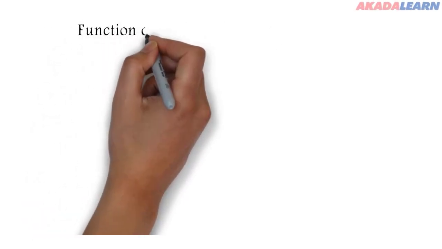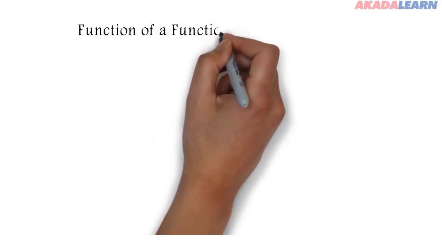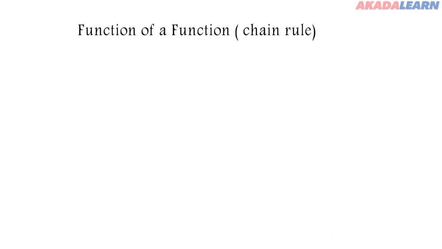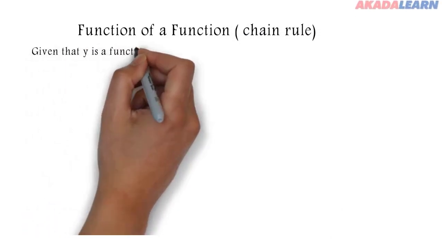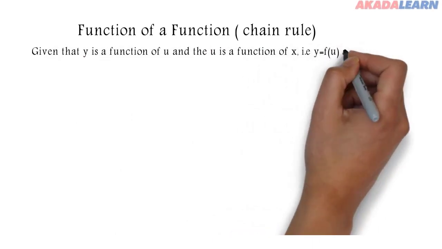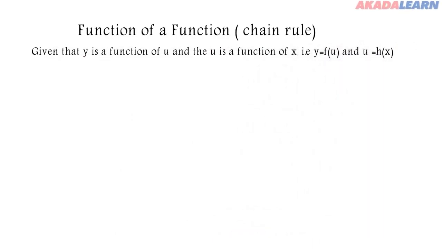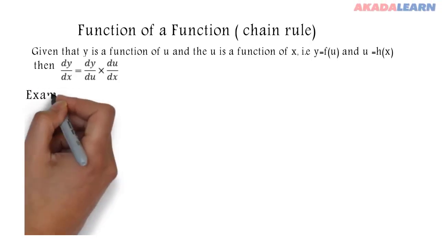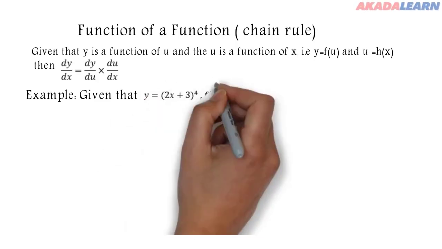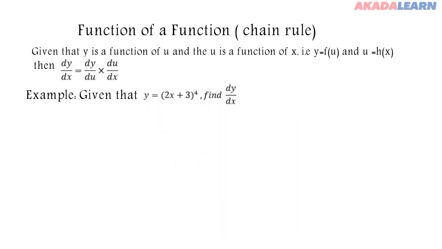Okay, so now let's move ahead. We are going to be seeing what is called function of a function, and the rule that we use in solving this is called the chain rule. So if y is a function of u and u is a function of x, to solve those types of questions, we use the chain rule, and this is the chain rule formula right there. dy/dx equals dy/du times du/dx. So let's see how to apply that now in solving this type of question.